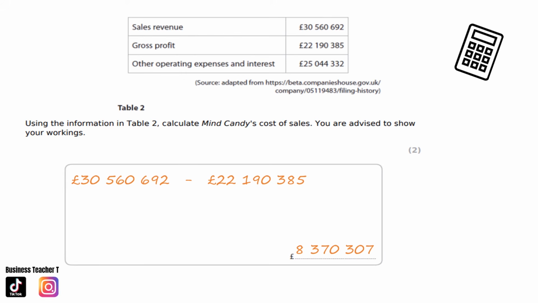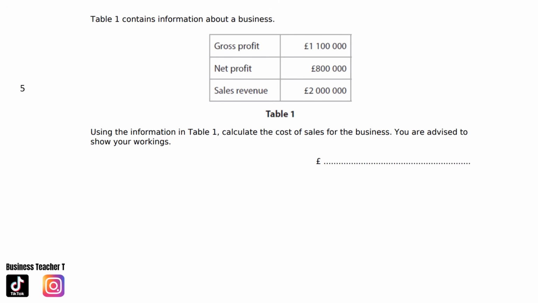A little bit of a tricky one there. Let's try another one. So another cost of sales question. You're required to calculate the cost of sales for the business. You are advised to show your workings. So we know that it's going to be the sales revenue of 2 million, and we deduct the gross profit of 1.1 million. Have you got the answer? The answer is £900,000. So that one was a lot more straightforward, I think, than the previous one.